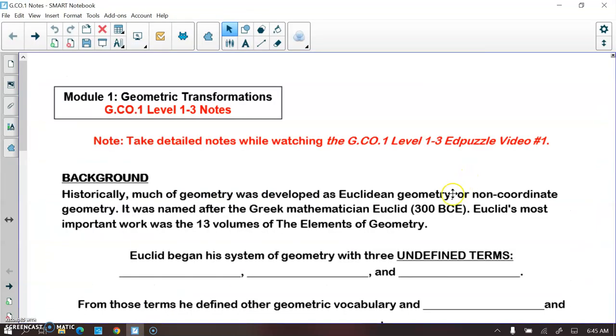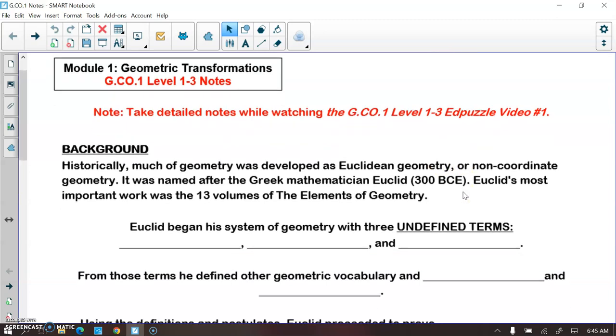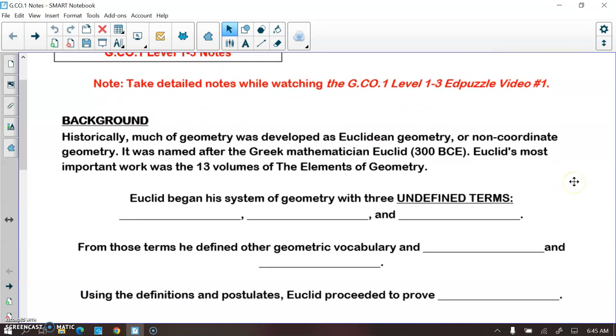All right, let's dive in. So we are going to be just strictly talking about vocabulary words of geometry. And now, much of geometry was developed as Euclidean geometry by a Greek mathematician, Euclid. And Euclid's most important work was the 13 volumes of the Elements of Geometry, which Euclid began his system of geometry with 3 undefined terms.